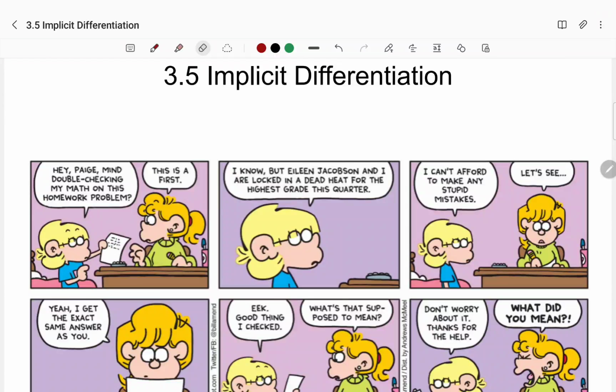Now let's take a look at 3.5, which is implicit differentiation.